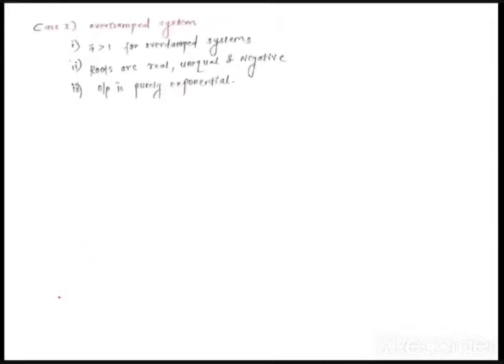Okay, so the first case is the overdamped system. What do we mean by an overdamped system? There are three things you have to understand. First, zeta should be greater than 1. Zeta means the damping factor, that is C by Cc, should be greater than 1, because zeta is C upon Cc. Second thing is what?